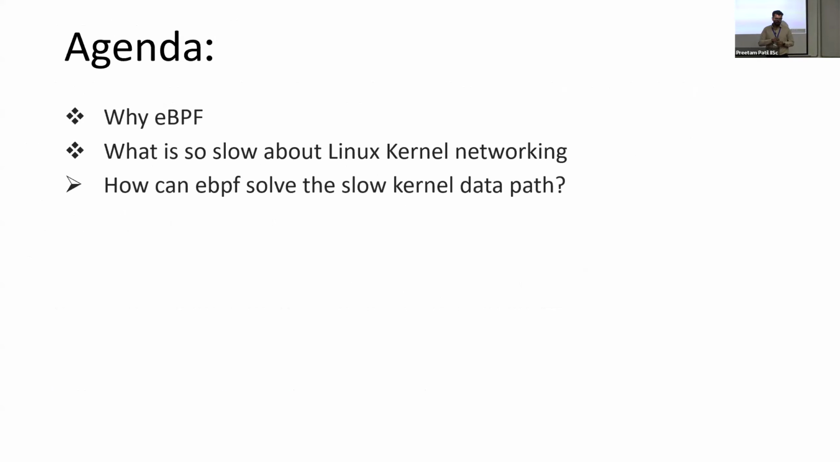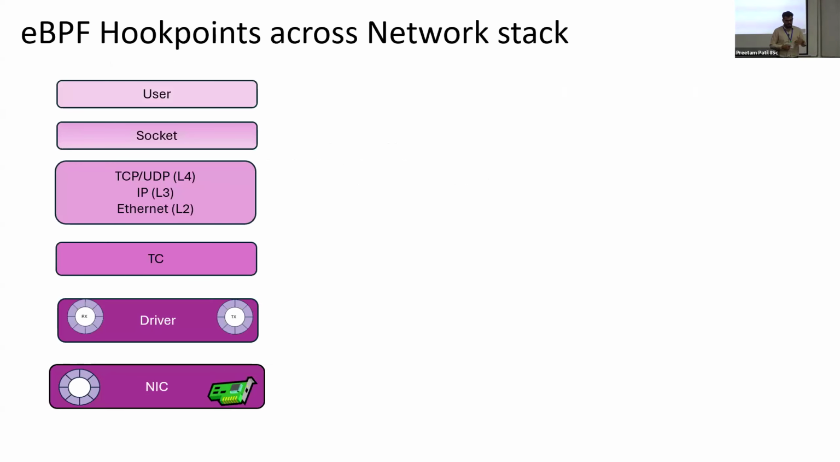So this now moves us to the next section on how can eBPF solve the kernel data path, or how can eBPF solve the problem of slow kernel data path. So let's look at the network stack again. So this time what we'll look at is how many eBPF hook points there are in the network stack, and where in the different points in the network stack can we hook and can we generate our own custom functions.